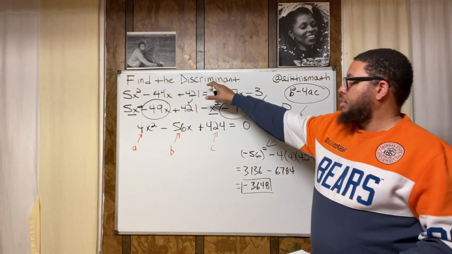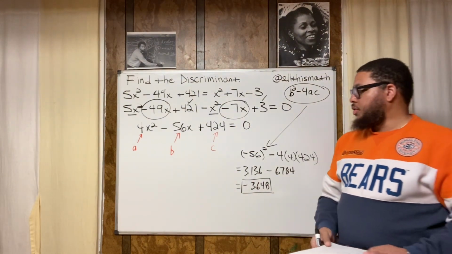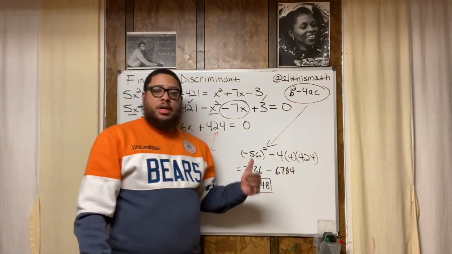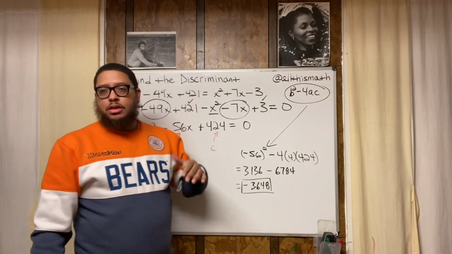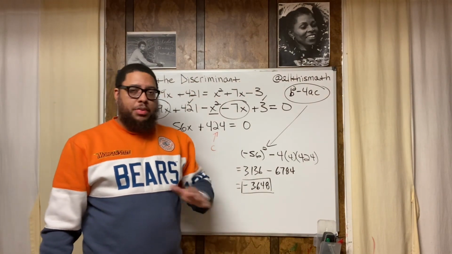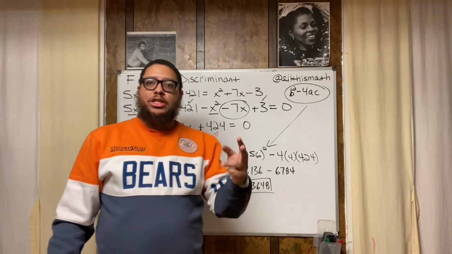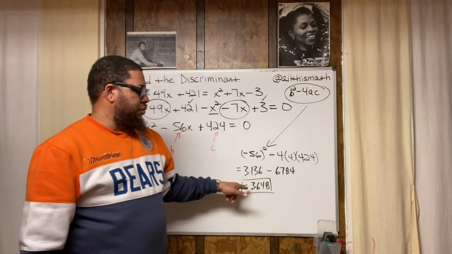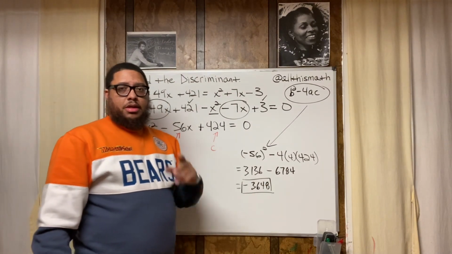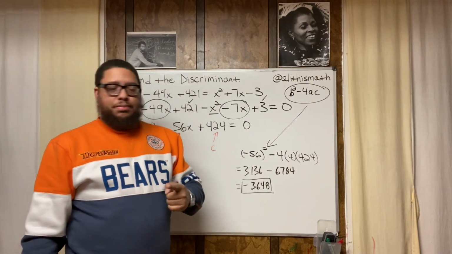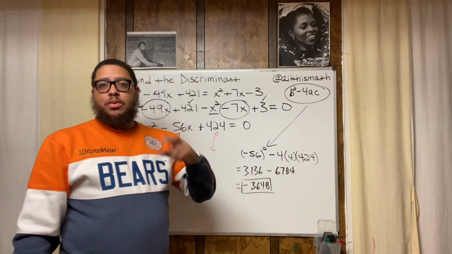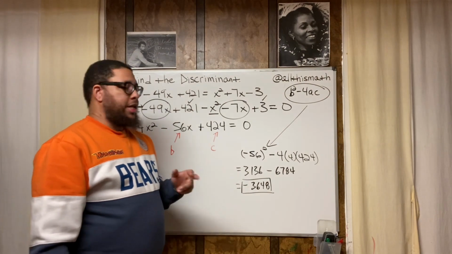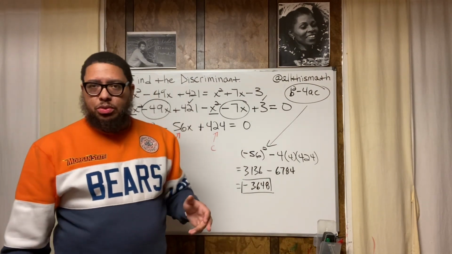So this number right here is the discriminant: negative 3,648. Now, what does that tell us? Why do we care? Now that I know the discriminant is negative, I know that if I were going to solve this, it would have no real number solutions. It would have 2 imaginary number solutions, but not 2 real number solutions, because it's negative. If it was 0, it would have 1 real number solution. If it was positive, it would have 2 real number solutions. But because it's negative, it has 2 non-real number solutions.